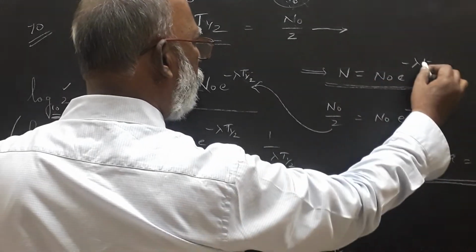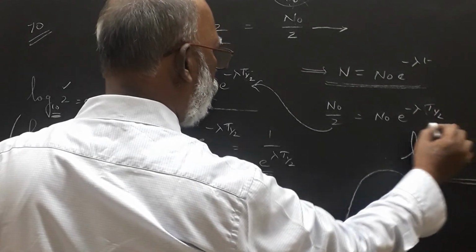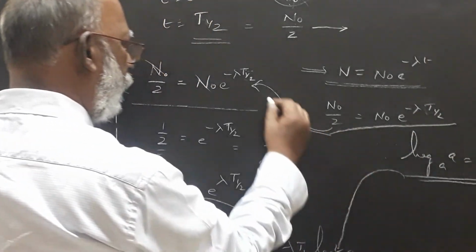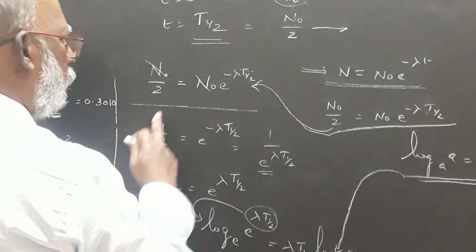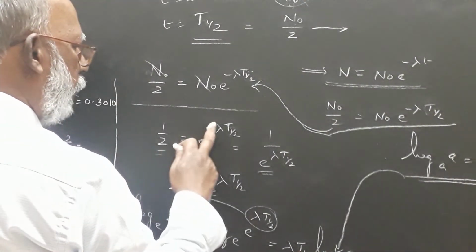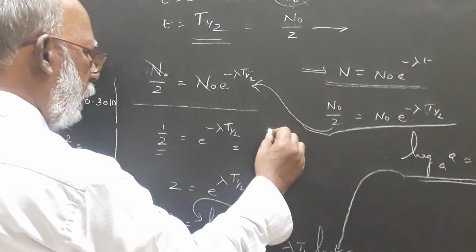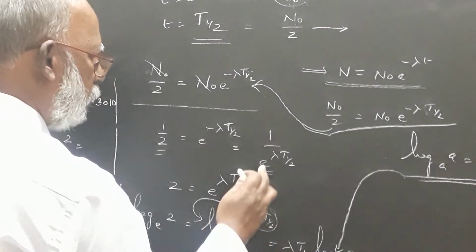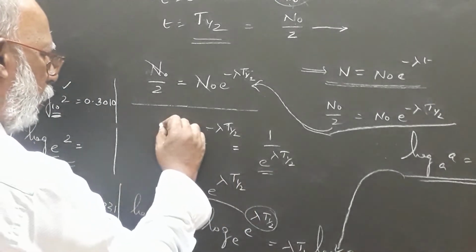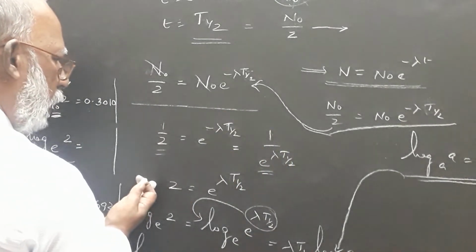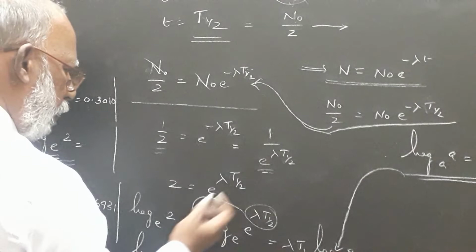Here we are applying t instead of N0 by 2, so you have to change the t into t of. So this is the equation that you are applying here. Then N0 into e power minus lambda t of, or N0 cancels on both sides. Bringing the exponential to the downwards, e power lambda t of equals 1 by 1 over 2, therefore 2 equals e power lambda t of.